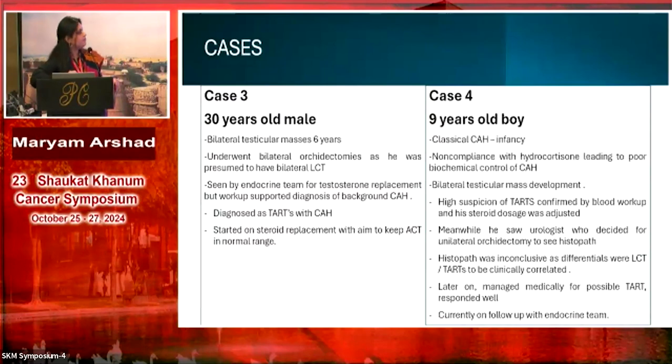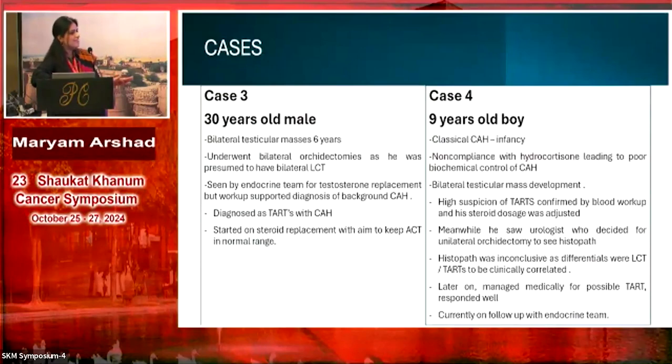So in case 4, a 9-year-old boy, classical CAH, he was diagnosed since infancy, but he was quite non-compliant with treatment. Hydrocortisone dose was never adjusted. His CAH was not biochemically controlled. So he developed bilateral testicular masses at age of 9 years. There was high suspicion of TARTs based upon his baseline history. So workup was done and he was labeled as having TARTs.